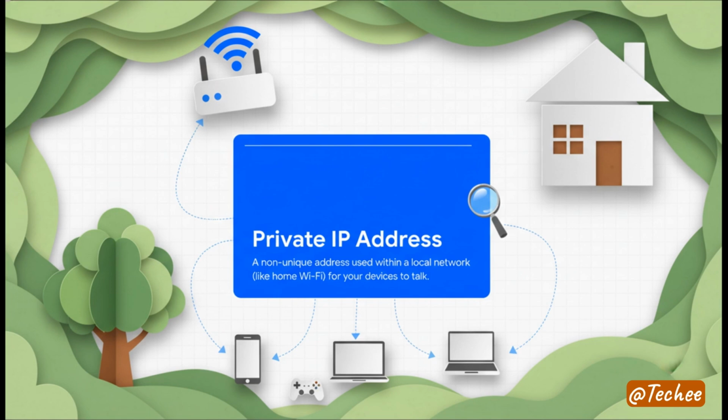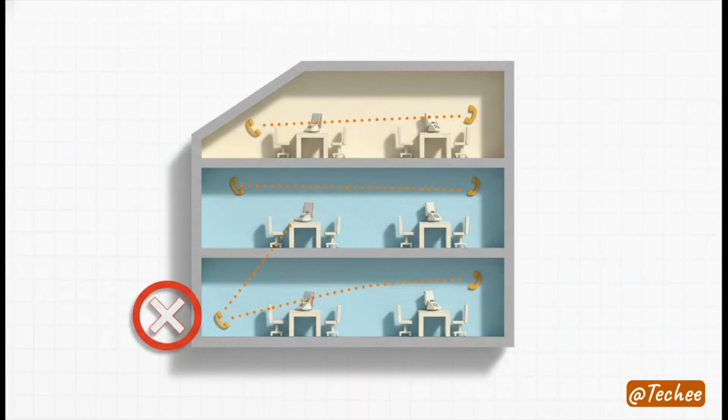And here's the crucial part. These addresses are not unique out on the internet. So my laptop could have the exact same private IP as your laptop, and it's totally fine because they're in their own separate private networks. Think of it like the phone extensions in an office. You can dial, say, a 4-digit extension to call your coworker down the hall, right? But you can't use that same short number to call someone in a different country. It just doesn't work outside the building. And that's exactly how private IPs work. They're strictly for internal communication.